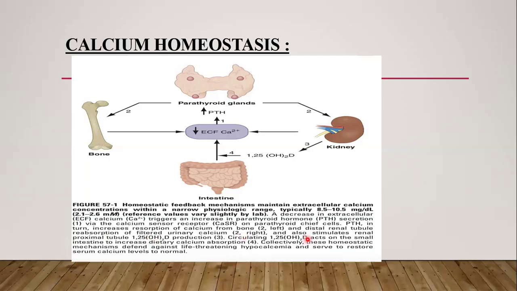calcium, and it also stimulates the renal proximal tubule to produce 1,25 dihydroxy vitamin D, that is active vitamin D. This circulating 1,25 dihydroxy vitamin D acts on the small intestine to increase dietary calcium absorption. Collectively, these homeostatic mechanisms defend against life-threatening hypocalcemia and serve to restore serum calcium levels to a normal range. So in this way, calcium is maintained in our body.